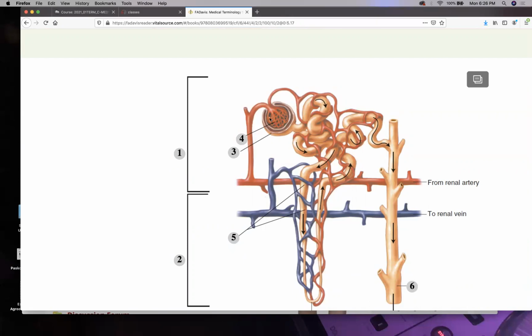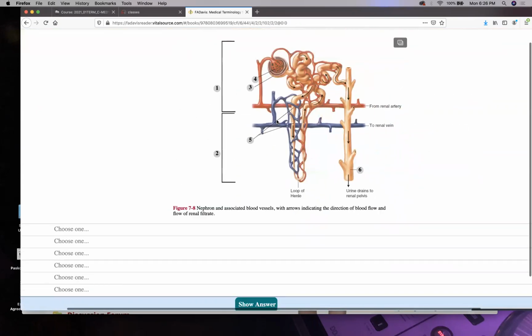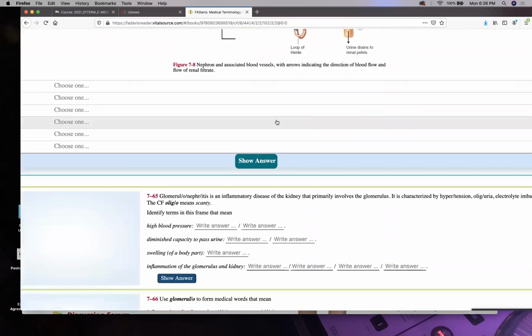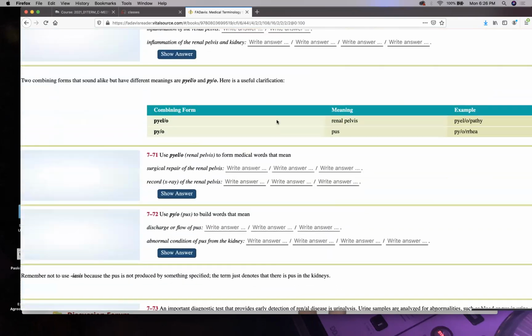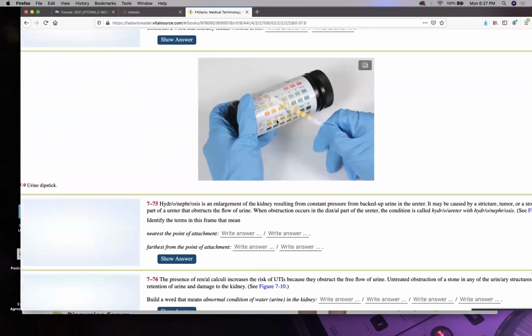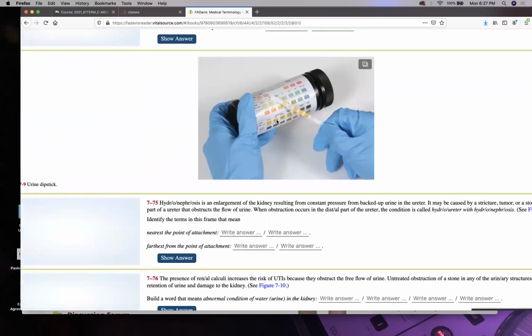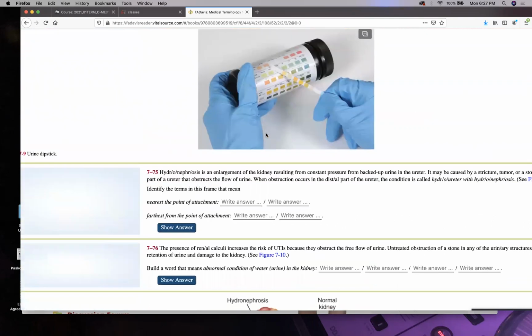So this is where filtration of the blood happens right here. And this is called your glomerulus. So if you had glomerulonephritis, you would have inflammation or infection of this area, and your kidneys would not be filtering the nitrogenous waste very well. And that's a sign of, you could get azotemia, you could get a whole bunch of bad things happening. Urine dipstick. If you're in any of my clinical classes, we get to play around with urine.